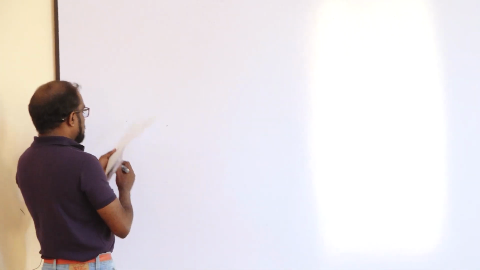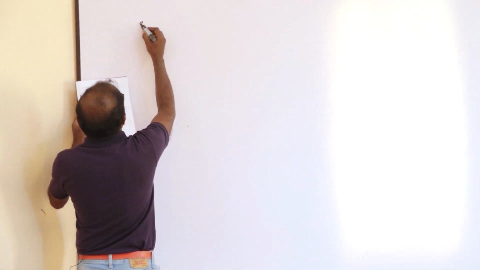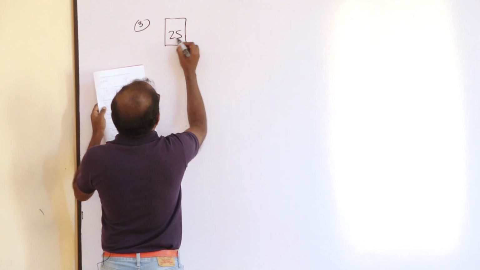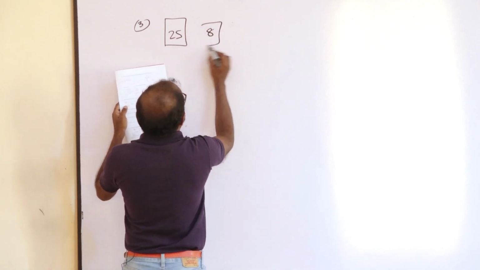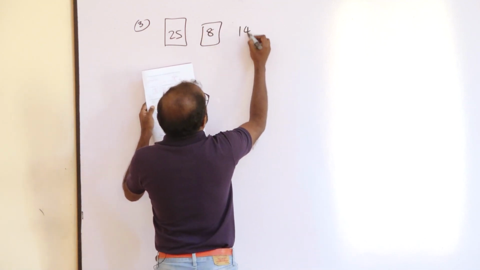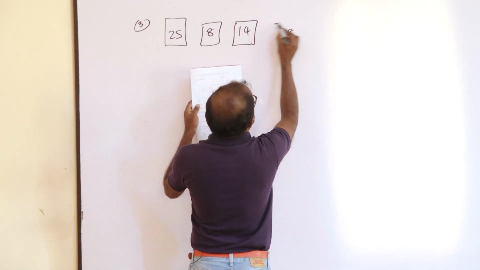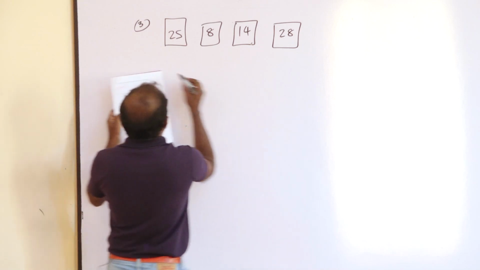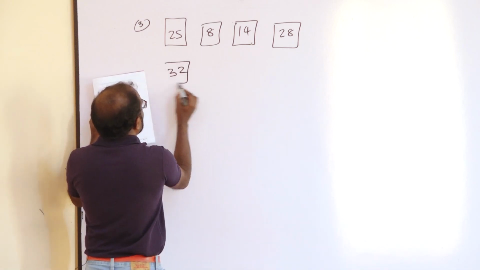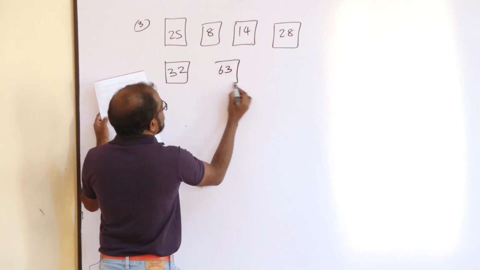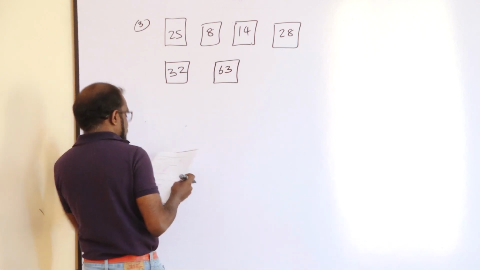Right. Third question. The following numbers are written on cards. The cards are 25, 8, 14, 28, 32 and 63.